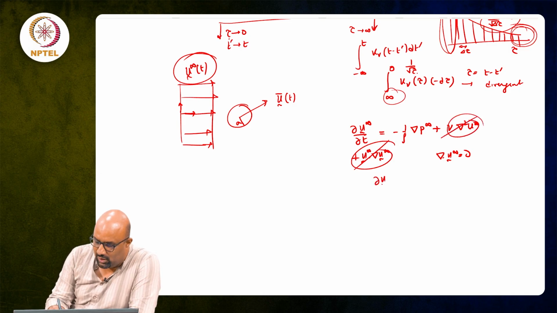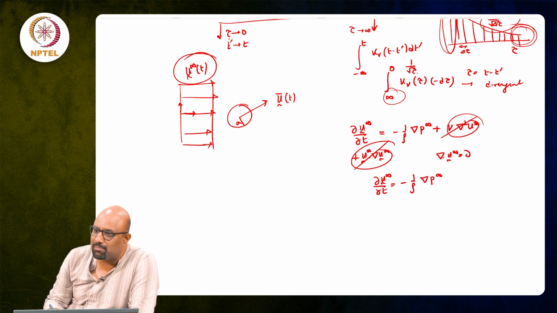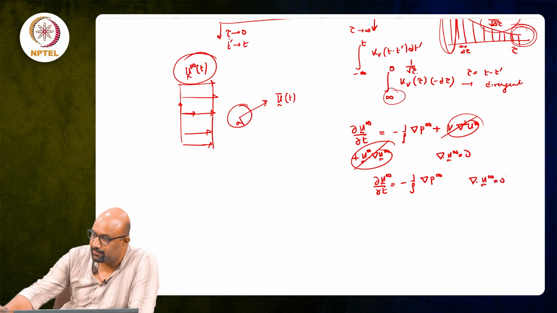So, the governing equation for that uniform flow is that the fluid acceleration for the background flow is balanced by some pressure gradient, okay, and obviously it is divergence free, that goes without saying.